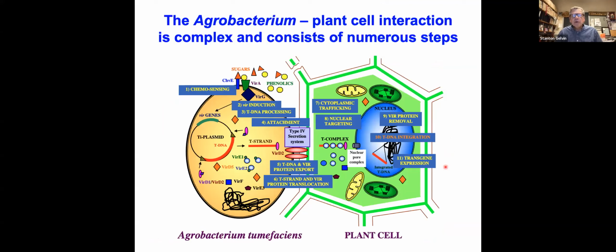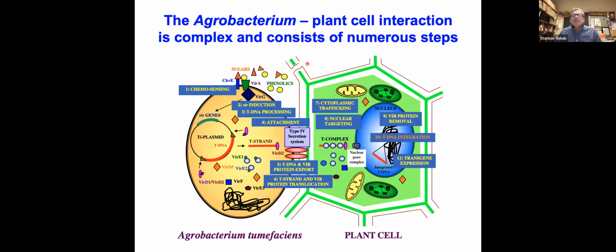The actual interaction between Agrobacterium and the plant cell is quite complex, and it consists of a lot of different steps. First of all, to be able to have efficient transformation, a wound is important. You can transform plants without wounding, but it's extremely inefficient. So wounded plants try to defend themselves. And unlike animals, they can't run away from their problems. They have to deal with their problems.